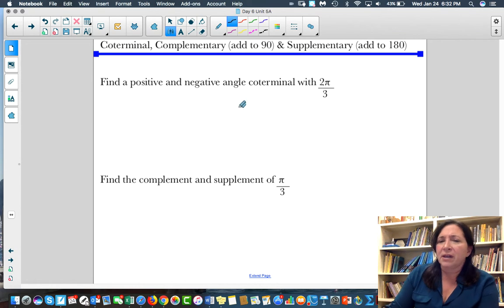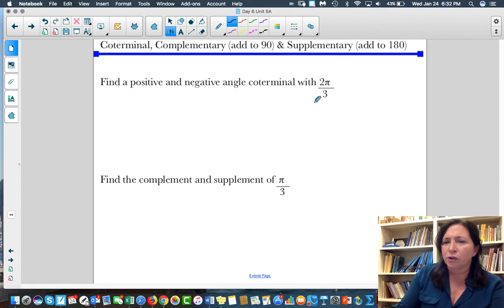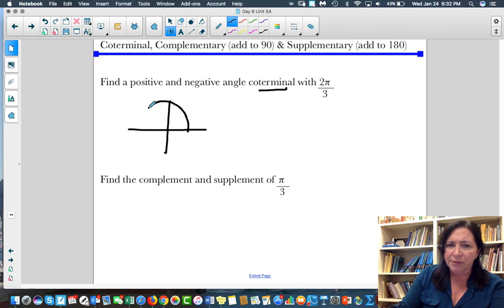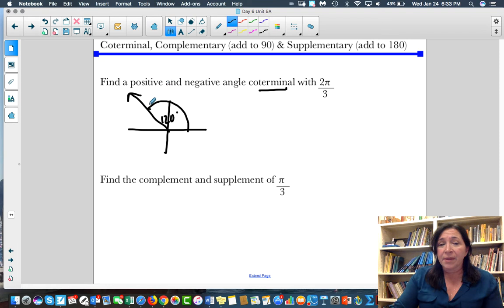Find a positive and a negative angle coterminal, meaning coterminal means ends in the same place, with 2 pi over 3. So one way I could do that is figure out where's 2 pi over 3. Well, that's right here, all right? 2 pi over 3 is 120 degrees, okay? We just talked about that.